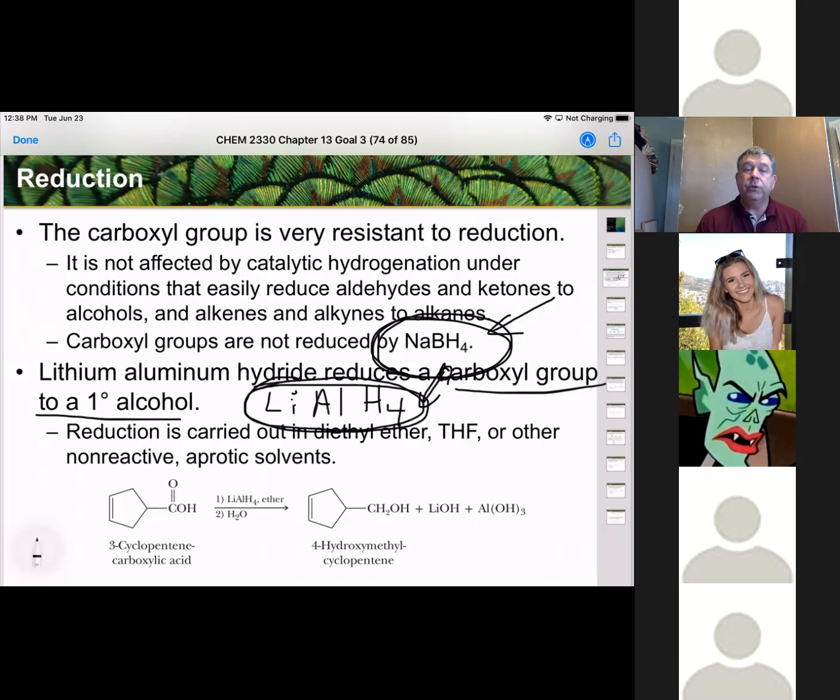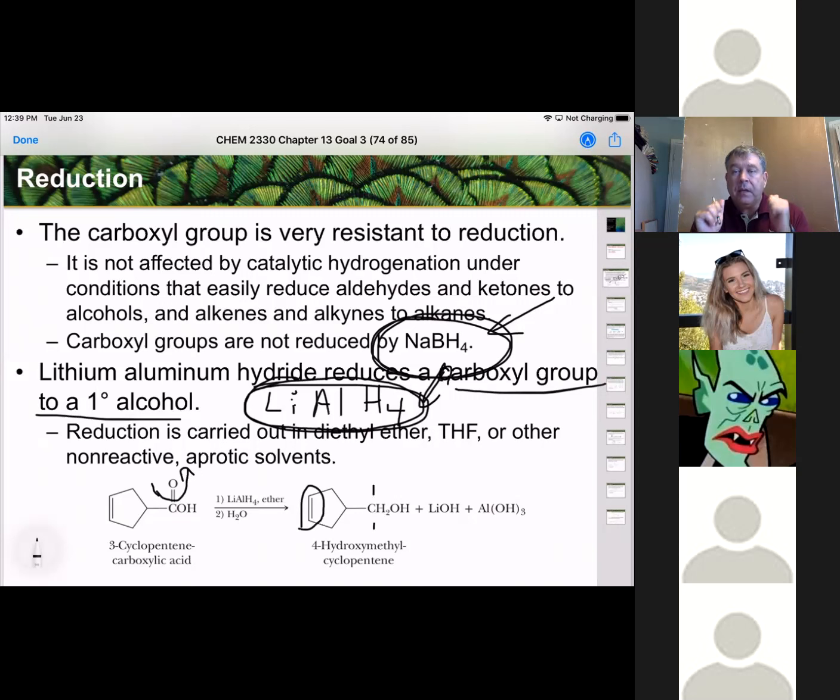And it always reduces them down to a primary alcohol. That's because it reduces off the entire oxygen here, so that gives you two hydrogens that it's adding. So carboxylic acids always yield a primary alcohol. Notice this double bond over here isn't touched. Just like before, sodium borohydride and lithium aluminum hydride do not touch alkenes. They only touch carbonyls.